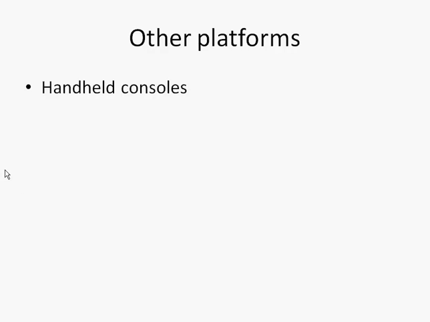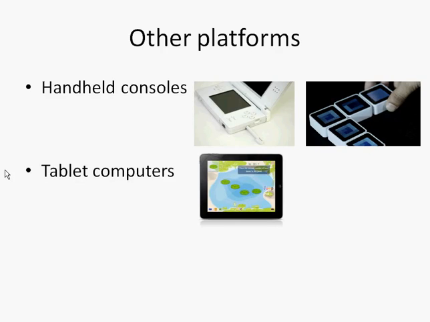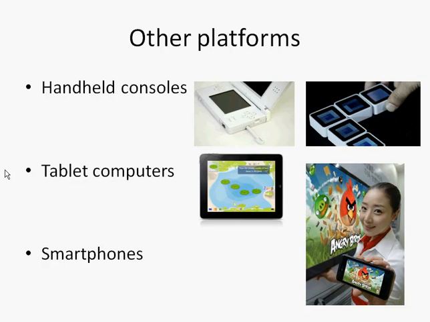There are other platforms we can play games on as well, such as handheld consoles. We might have had the Game Boy traditionally, there's now things like the Nintendo DS, and even the Sifteo Cube, which is a very innovative and nice way of linking up little devices to play a game. We have tablet computers to play games on, and of course, smartphones.